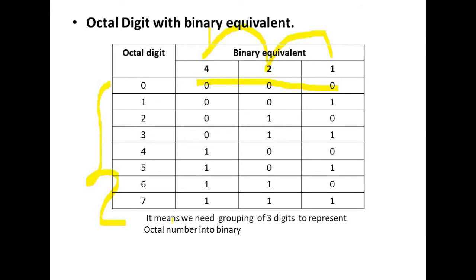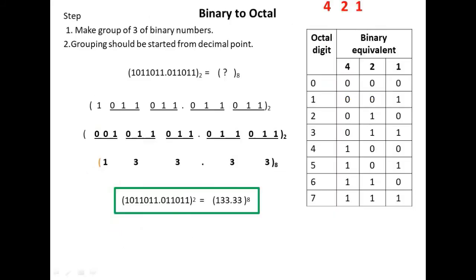Here we notice that we need grouping of 3 digits to represent octal numbers in binary. So we are going to convert binary to octal. The first step: in the given binary number we have to make groups of 3 digits, as we have already covered, and the grouping should be started from the decimal point. This is the required binary number which has to be converted, so we have written this number again with proper spacing.